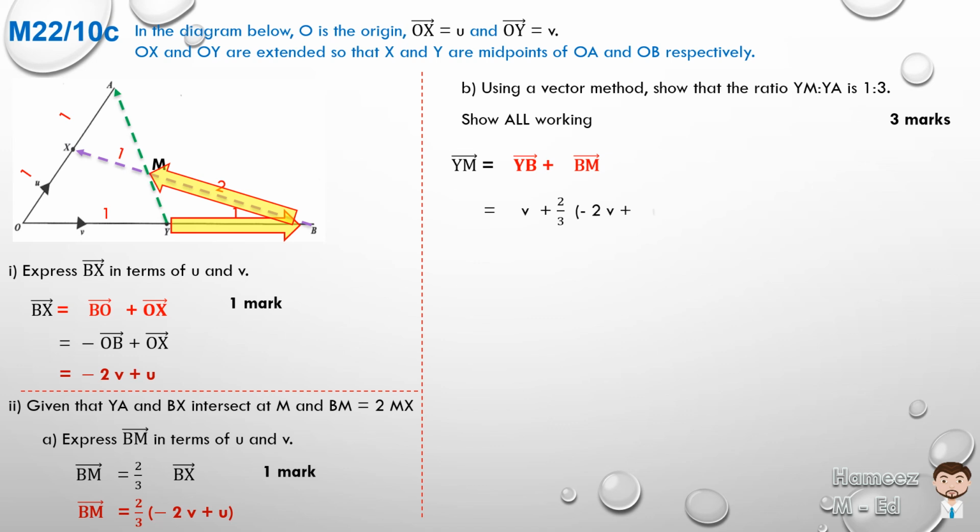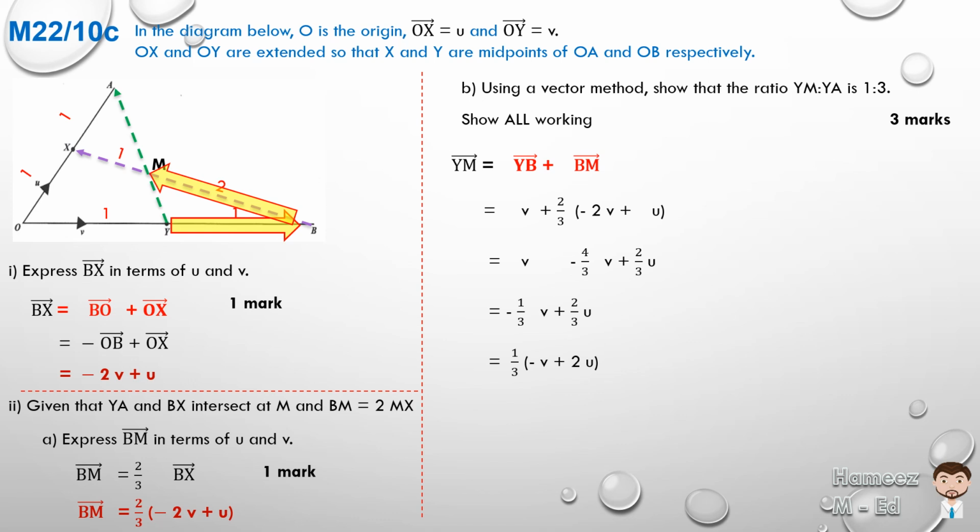So you can substitute for YB, that's v, plus 2/3 by BM, which we worked out in part 2, minus 2v plus u. And we can expand the brackets, so we're going to get v, 2/3 by minus 2 is minus 4/3 v, and 2/3 by u plus 2/3 u. And now we can simplify the v's. So we have 1v minus 4/3 v, that will give us minus 1/3 v plus 2/3 u. And for simplicity, let's factorize out the 1/3. So we'll be left with 1/3 by the brackets minus v plus 2u.